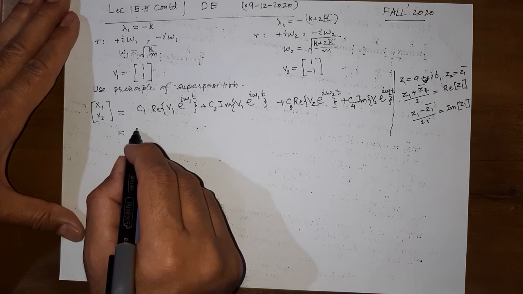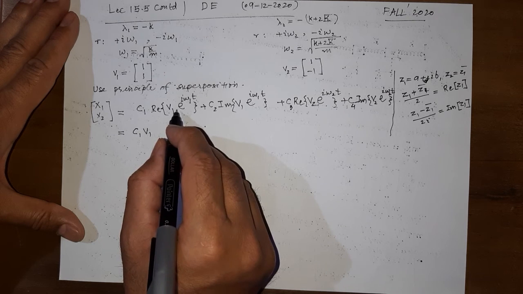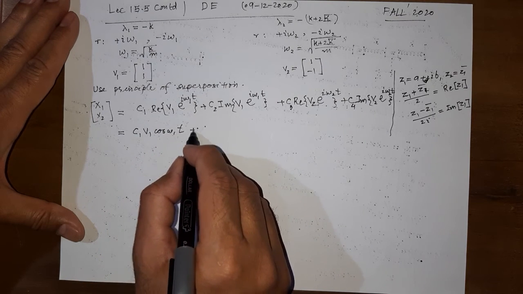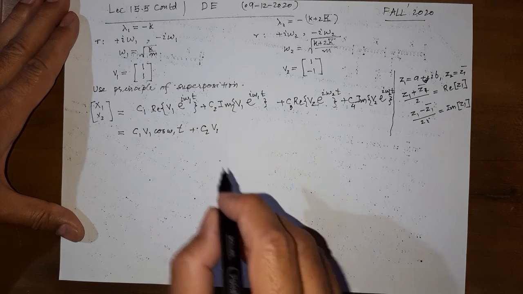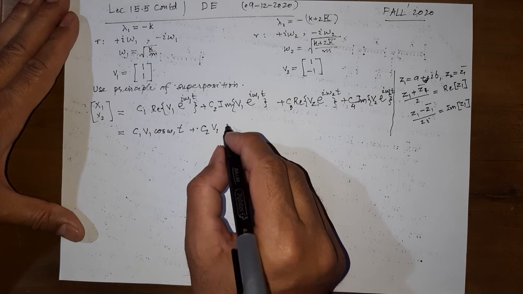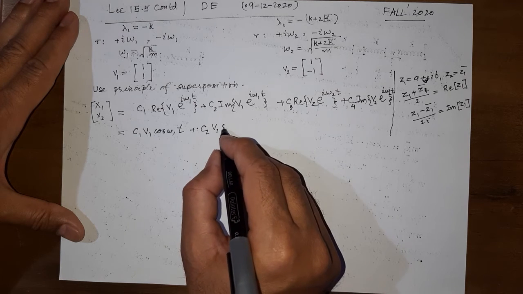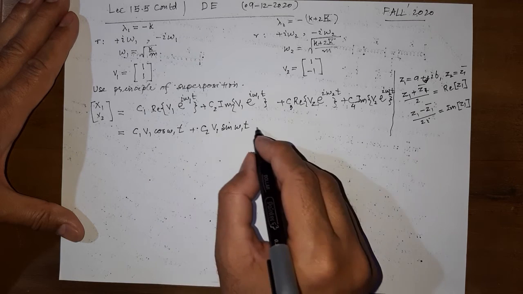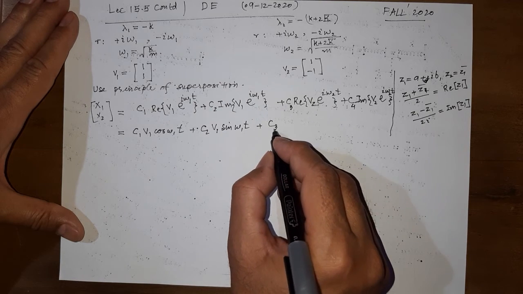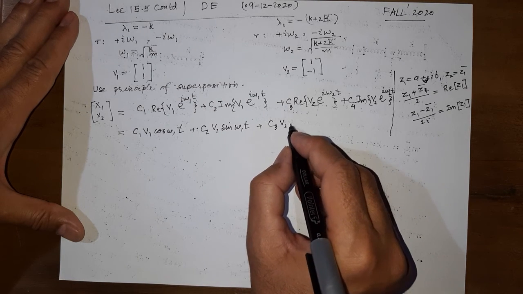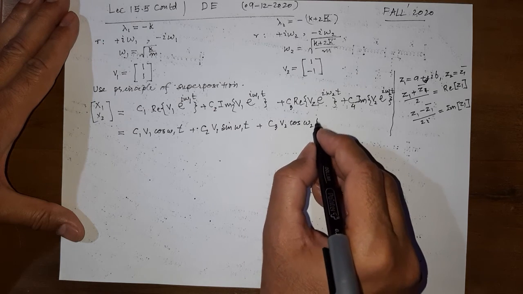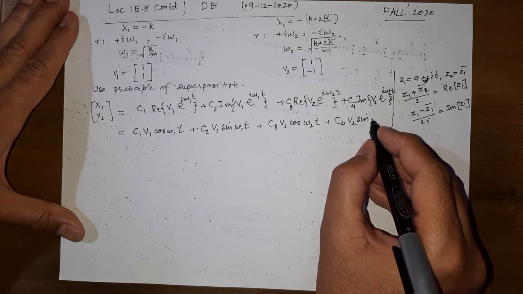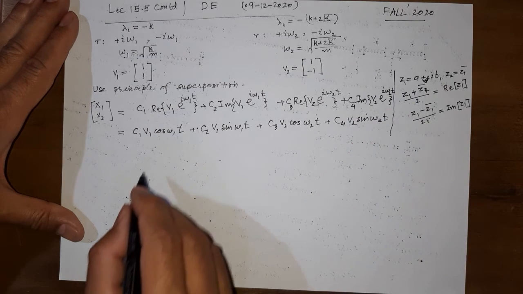So we are going to get C1, V1. The real part of this is going to be cos of omega 1t. C2, V1: the imaginary part of this is going to be sine omega 1t. So both sinusoids have the same frequency, plus C3. The real part of this is going to be cos of omega 2t, plus C4. The imaginary part would be sine omega 2t.